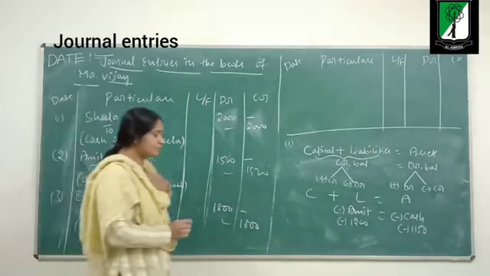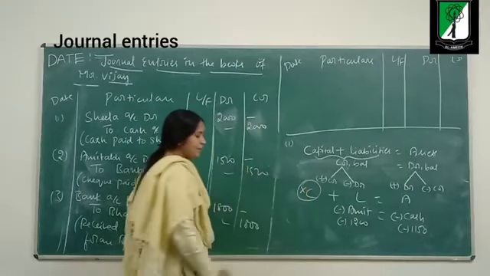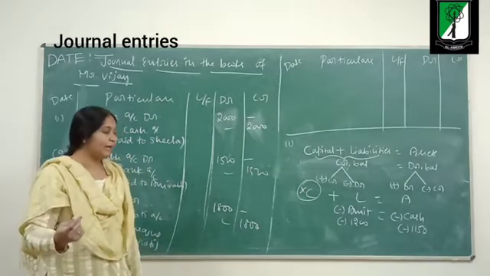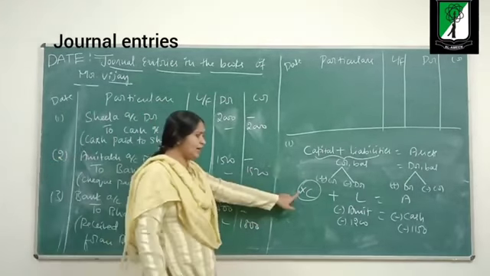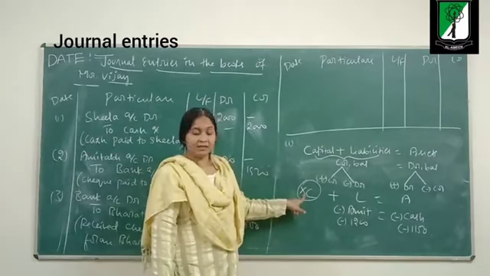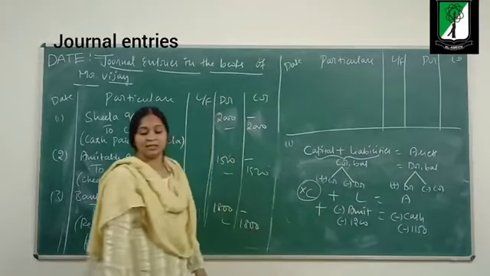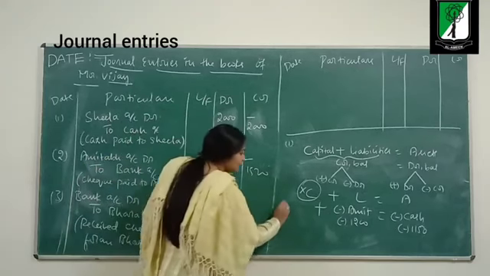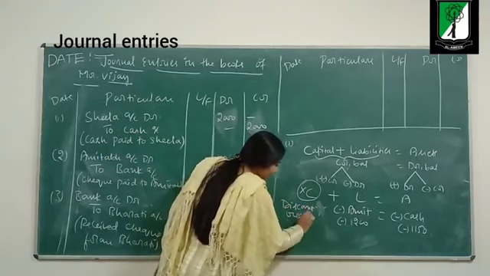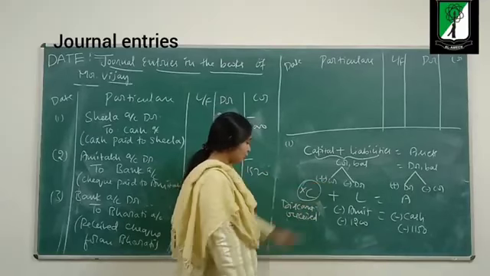So what is happening? My capital balance is increasing. Because of this discount, what has happened to my capital balance? It is increasing. I cannot write directly here capital. What should I write? I should write the reason for the increase in capital. What is the reason for the increase in capital here? Discount received. Okay. So, increase in capital should be what? Should be credited.